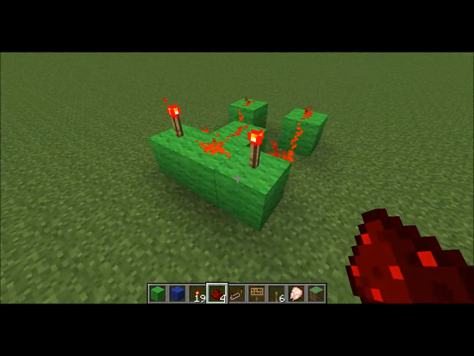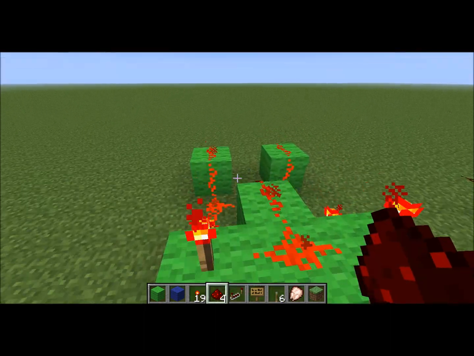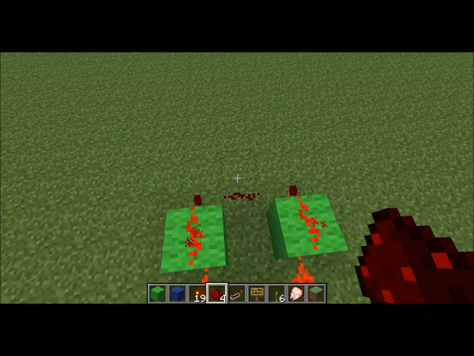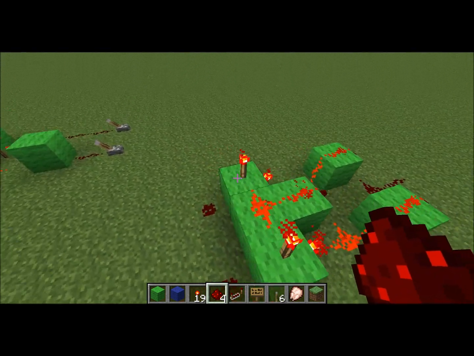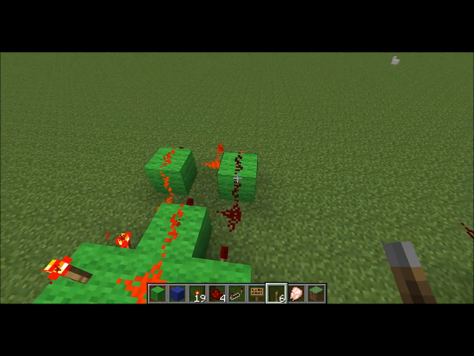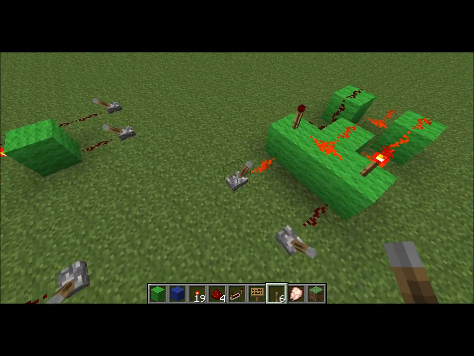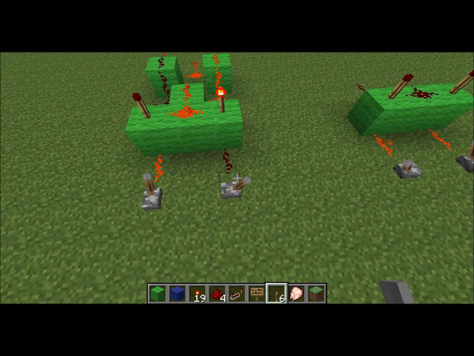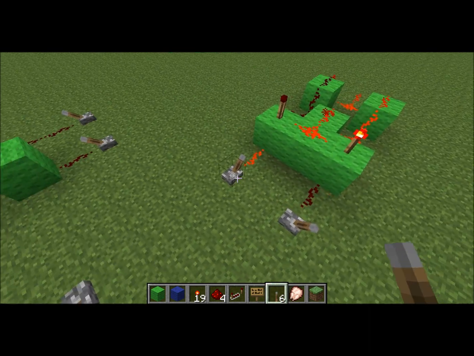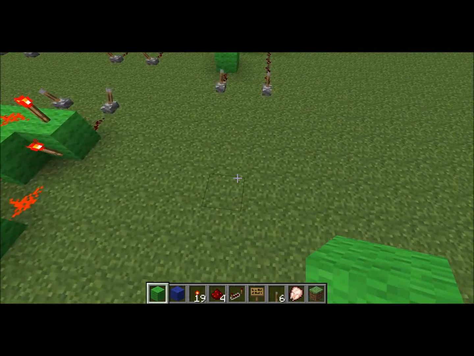Okay, and then these are your 2 inputs. And this is your output. So now it's on, now it's off, now it's on, now it's off, now it's off. Okay. And you do the exact same thing again.